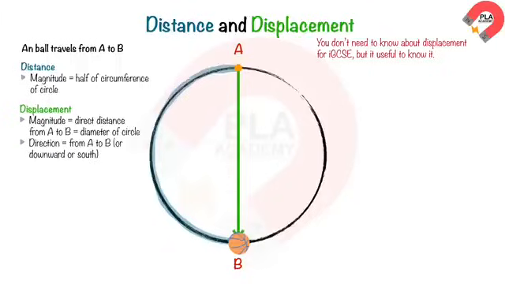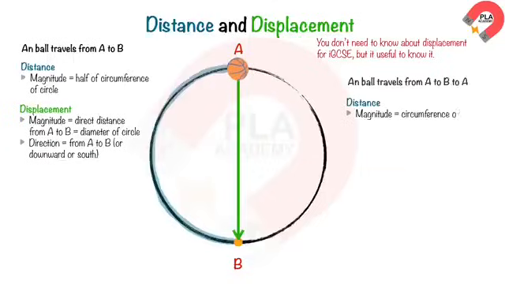When the ball travels back to point A, the distance traveled from point A to return to point A is equal to the circumference of the circle. The displacement is equal to 0. This is because the ball has returned to its original position.